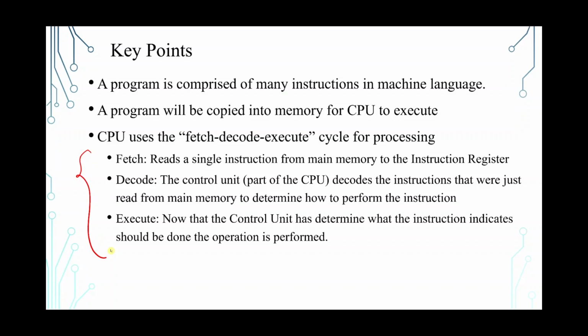So fetch reads a single instruction from main memory to the instruction register. Decode: the control unit, part of the CPU, decodes the instruction that was just read from main memory to determine how to perform the instruction. This is the key statement in this definition. And execute: now that the control unit has determined what the instruction indicates should be done, the operation is performed. So the operation is performed, or just do it.